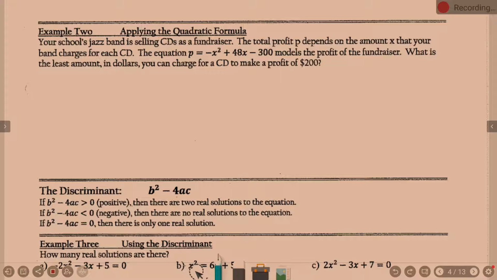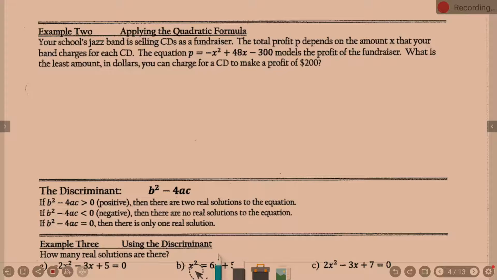Your school's jazz band is selling CDs as a fundraiser. The total profit, P, depends on the amount, X, that your band charges for each CD. The equation, love when they give us an equation. P equals negative x squared plus 48x minus 300 models the profit of the fundraiser. What is the least amount in dollars you can charge for a CD to make a profit of $200?